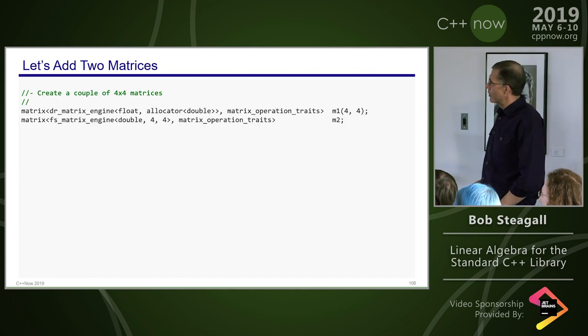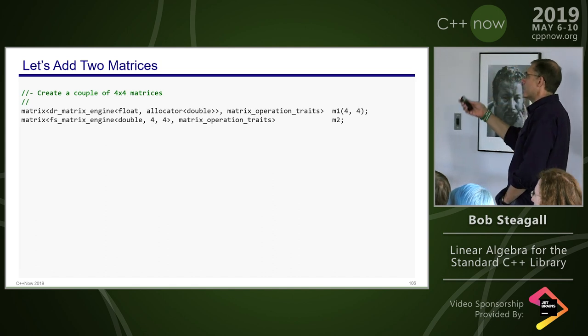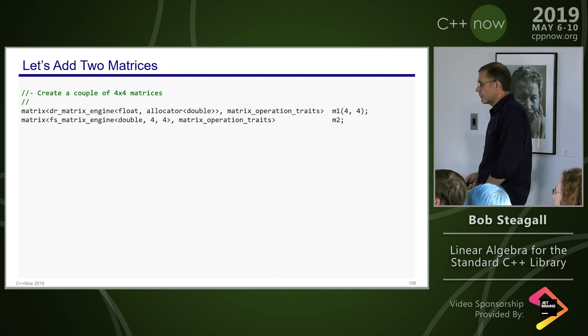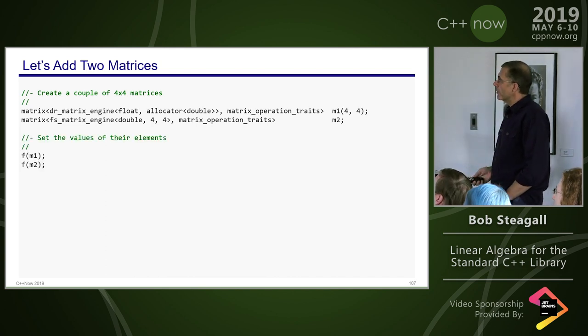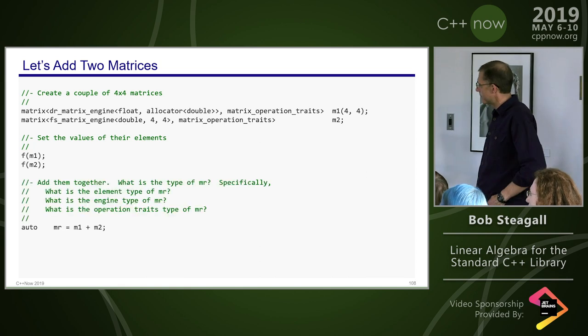Well, what are those things really? Well, those are really aliases for a matrix of a dynamically resizable matrix engine of float, whose allocator is an allocator of double, who's using the standard matrix operation traits. And similarly for the second M2, which is a fixed size matrix. So let's call some function that puts some values in those. Doesn't matter what it does.